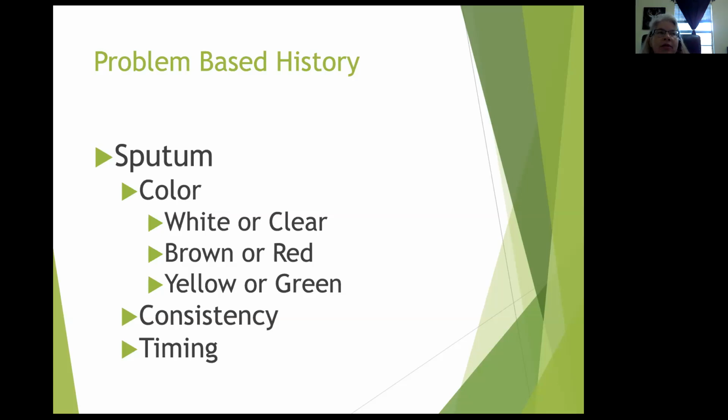Consistency: how thick or thin is it? Typically how thick or thin it is determines how easy it is for them to cough it up. Thinner secretions are easier to cough up than thicker secretions. And timing. Do they cough every time they smoke? Do they get a cough every time they go outside, especially in the winter, when they go out into this extreme temperature change and start coughing? So what is the timing?